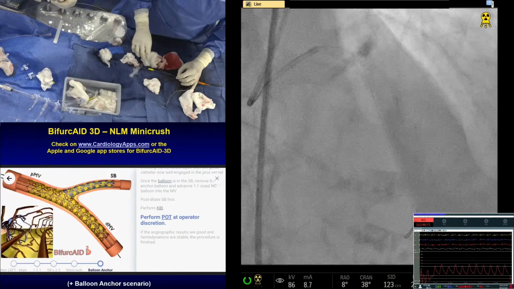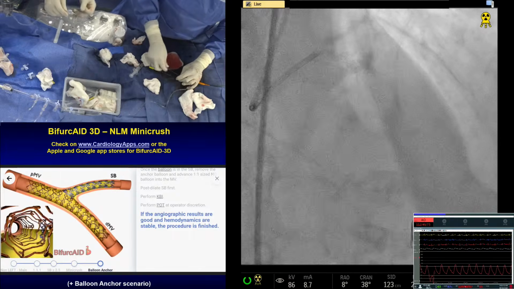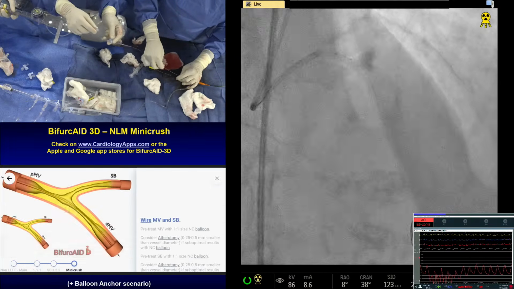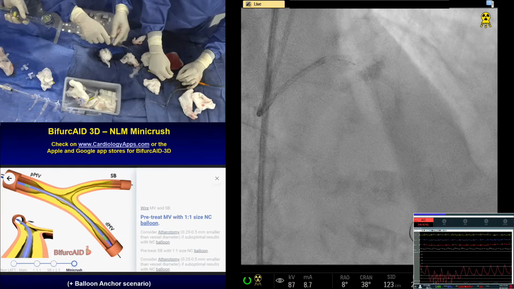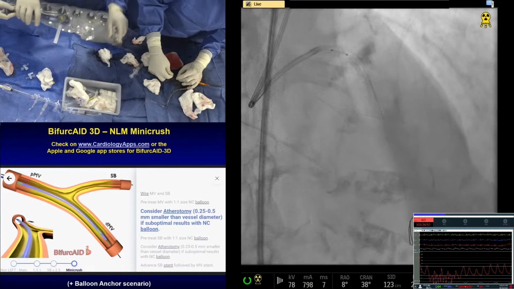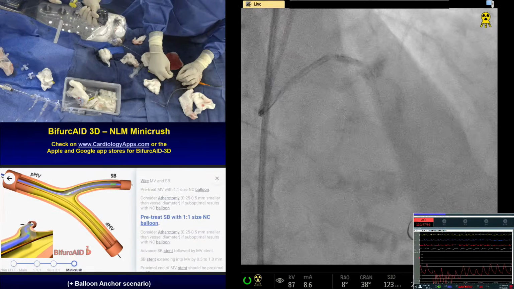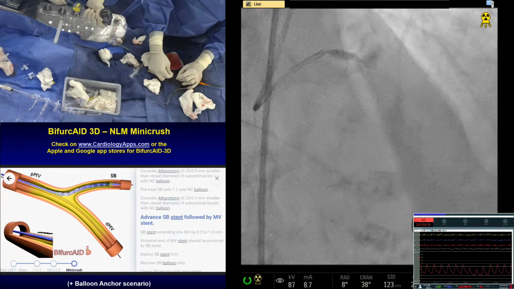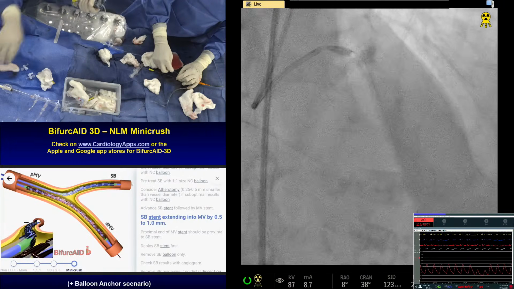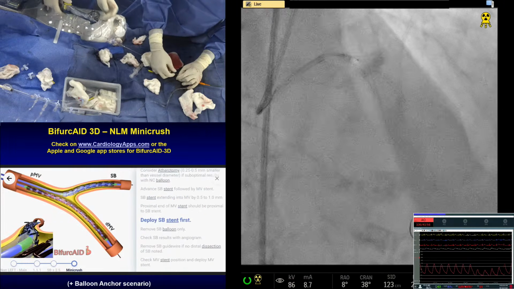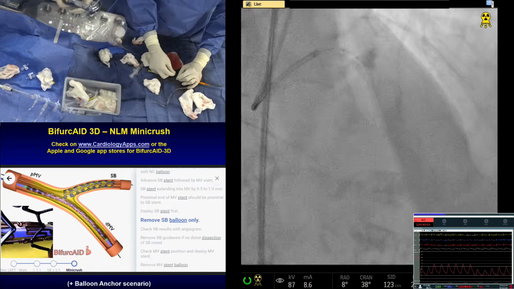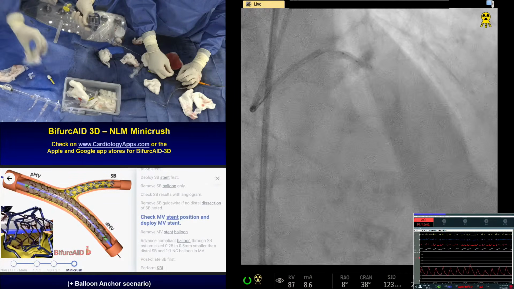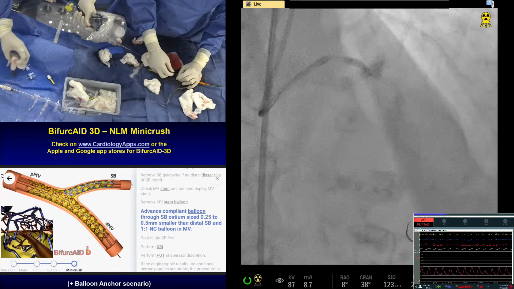Good. Okay, let's go. Yeah. Good. Okay, go. Going up. Okay. 12. Okay, done. And at the ostium also you can go 6 atmospheres. It was barely 3.0. Low pressure will be okay. 6, okay. 8. Done.